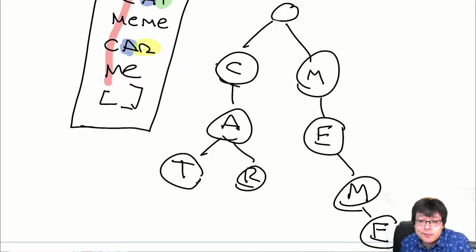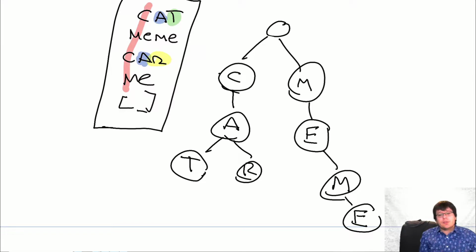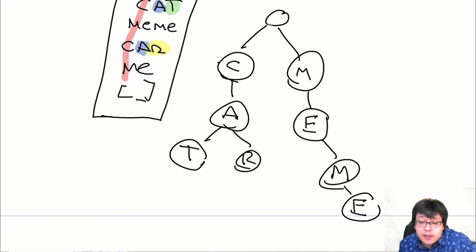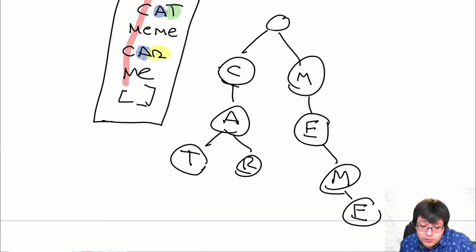So here's the thing. As I have it now, if I was to ask you what words are in my universe, the way that you would do this is you would traverse the tree from the root all the way to the leaf nodes. And if you get to a leaf node, that means that it's a valid word in our dictionary. So if I ask you, do we have the word car in our universe?